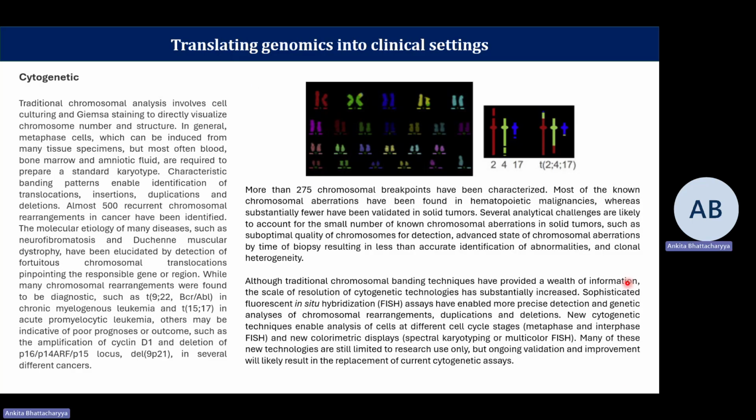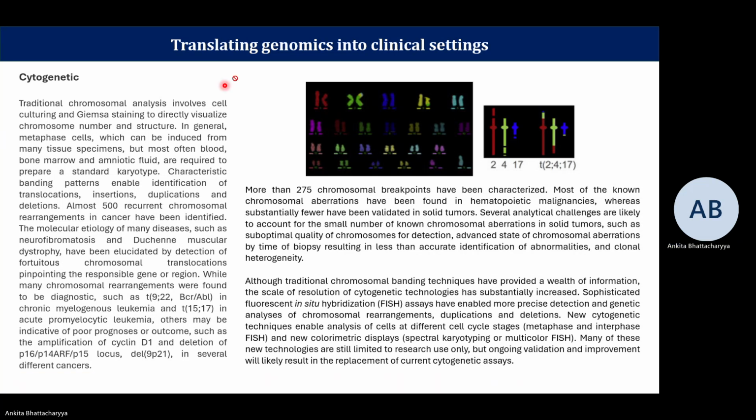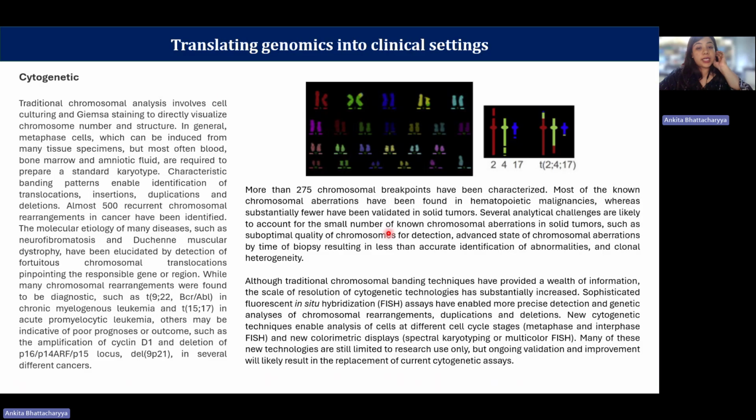Okay. So, like I was saying, currently more than 275 such chromosomal breakpoints have actually been characterized, and most of them have been found in hematopoietic malignancies. Particularly, we looked at two examples, one of which is the BCR-ABL one, which you can find in chronic myelogenous leukemia, and the second one is the translocation between chromosomes 15 and 17 in acute promyelocytic leukemia, which both indicate poor prognosis and possible disease onset.